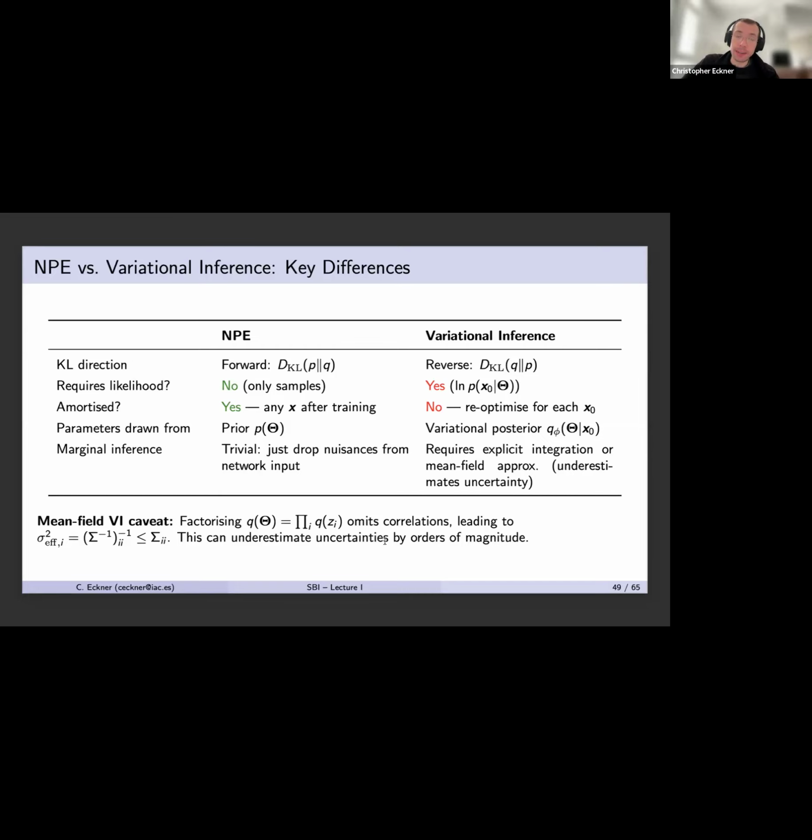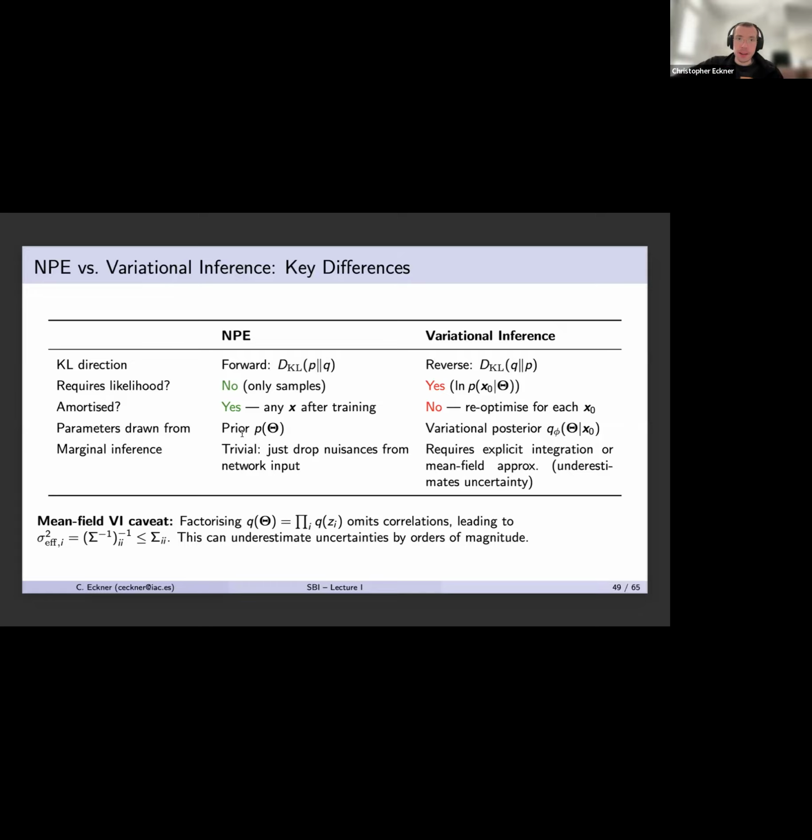Also, variational inference is not amortized because you need the likelihood evaluated for the real observation that you have, while neural posterior estimation is amortized and you can reuse a trained network to infer any observation you might have. The parameters for neural posterior estimation are drawn from the prior that you define, but for variational inference, they are drawn from the variational posterior. So this is kind of a circular thing you're doing.